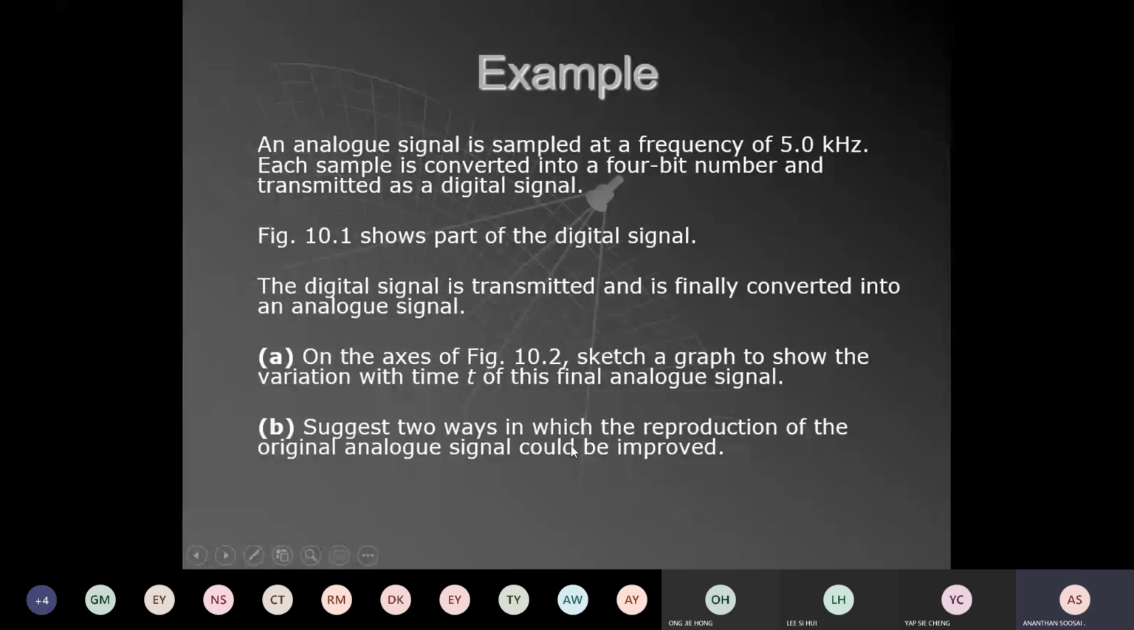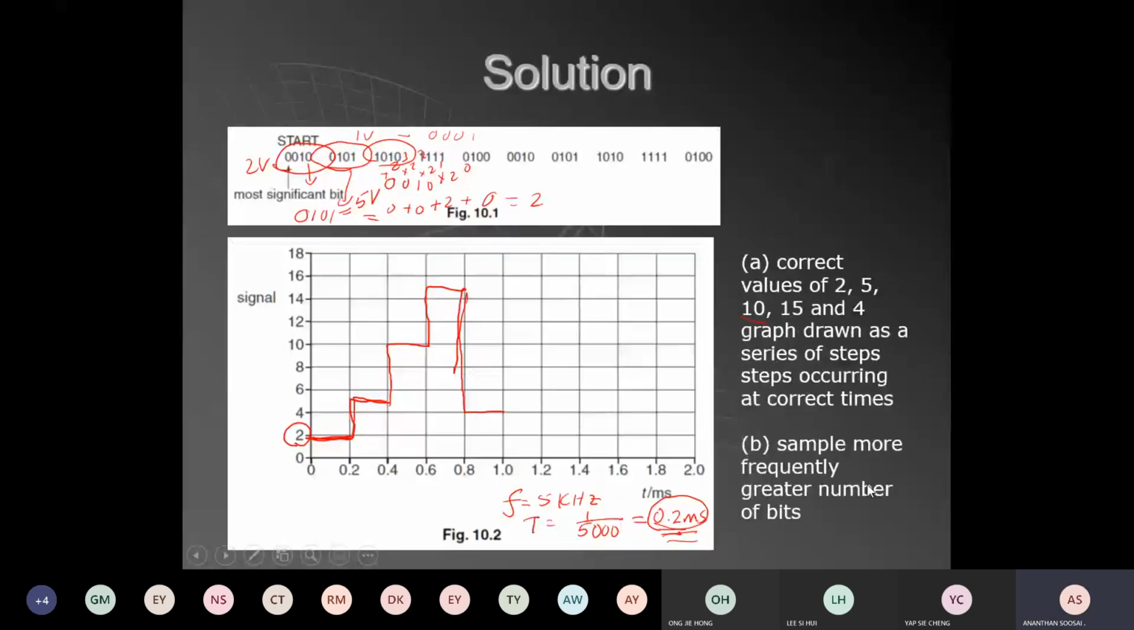Okay. B, suggest 2 ways in which the reproduction of the original analog signal could be improved. There are only 2 ways. What is that? Sample more frequently, greater number of bits. Sample more frequently, the width of the steps reduced. A greater number of bits, the height gets smaller. So more quality, better reproduction.